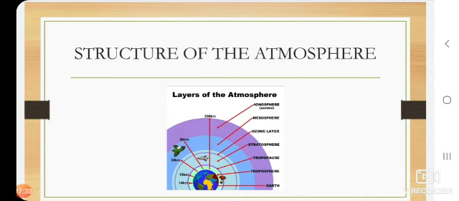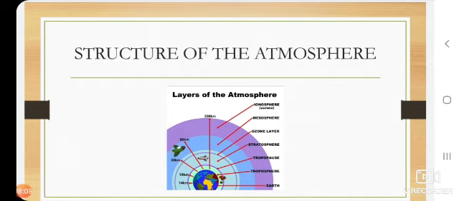So what is the first layer, children, in the atmosphere? The first layer is the troposphere. Then the next one is the stratosphere. Children, it lies above the tropopause. It is free from water vapor and dust particles. There are no clouds in this layer.